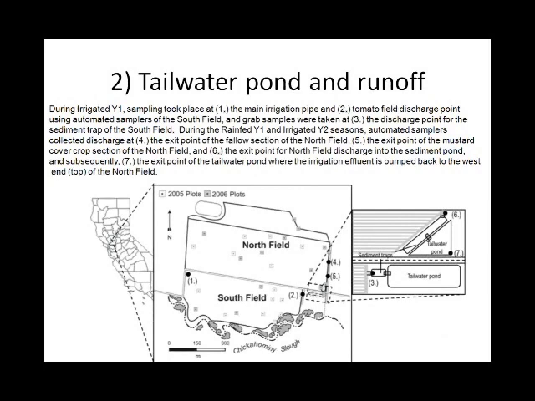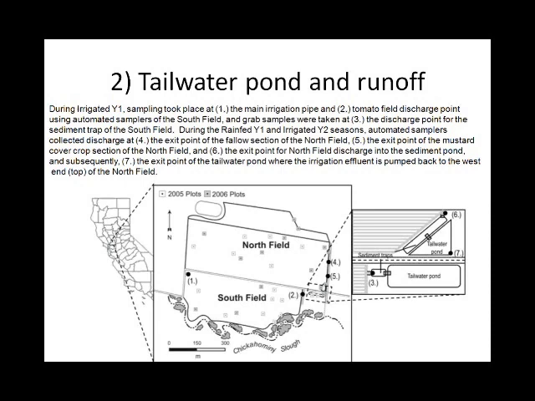So I'm going to move on then and talk a little bit more about the tailwater pond and runoff. And that's because the tailwater pond is serving a really important function at this farm. As I said, it's not been revegetated with native species, but that is a potential that could occur in the future. So this is somewhat detailed, but what I just want to point out is that we did this differently in the 2 years.